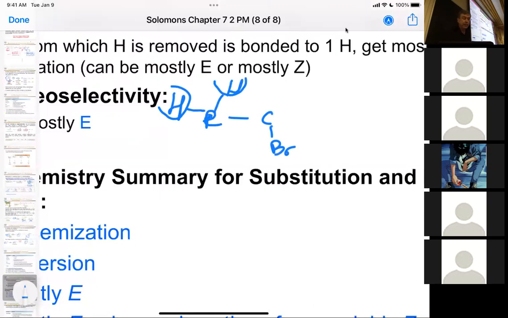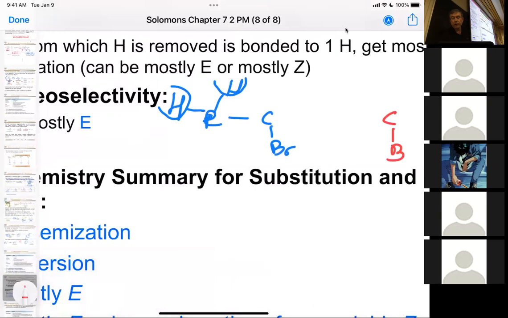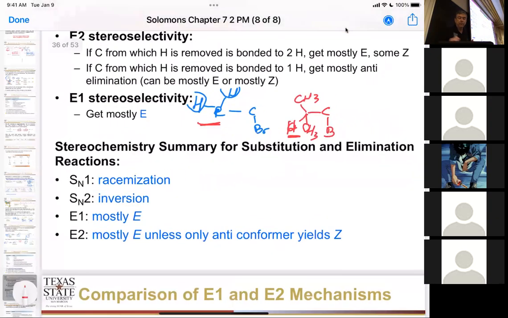But let's say we got rid of that and had a different one. We had Br with CH3 and H and CH3. Okay, there's only one hydrogen to leave. And so you got to twist it around until it is anti-periplanar to get it to leave. That's why you get stuck with whatever it is. And that's why you only have to worry about it on one hydrogen. Here on two hydrogens, one gives E, one gives Z. Okay, good question.